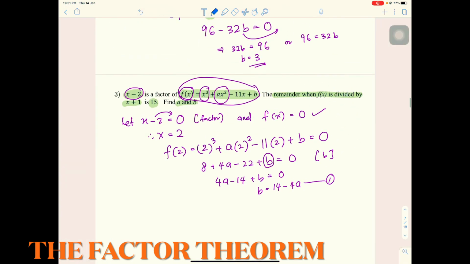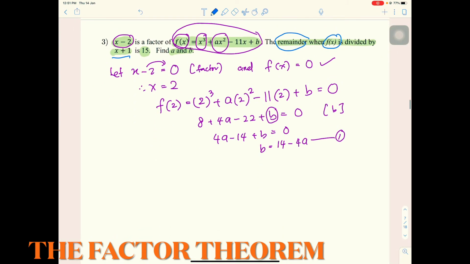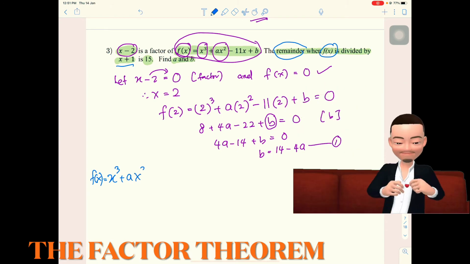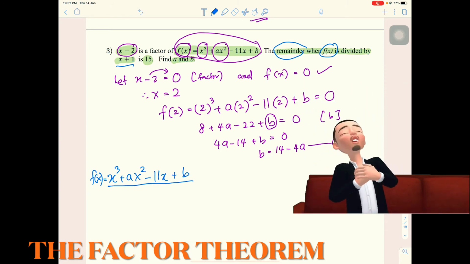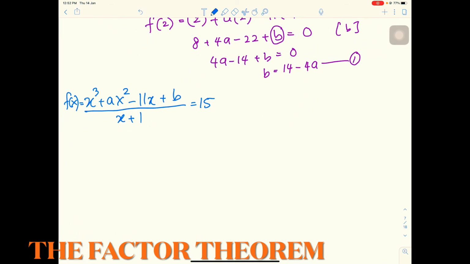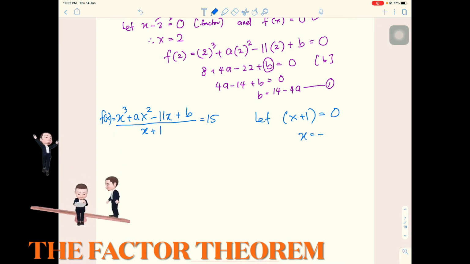For the second piece of information, the remainder of f(x) when divided by x plus 1. So f(x) equals x to the power of 3 plus ax squared minus 11x plus b, when divided by x plus 1, the remainder is 15. So what do we do? First, let x plus 1 equals 0, because the remainder equals 15. So x equals negative 1.